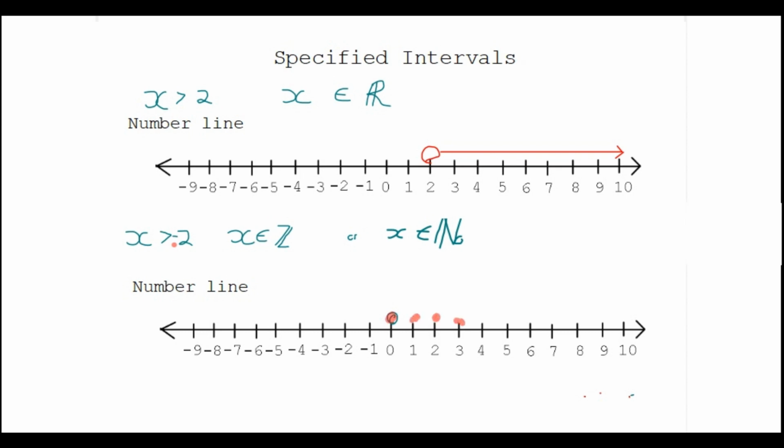And likewise, if we had to say x is an element of natural numbers, it would be the same thing. Except, of course, natural numbers do not include 0. So let's remove 0 over there. So our list of natural numbers that are greater than minus 2 would start at positive 1 and go to positive infinity, with nothing between the natural numbers.